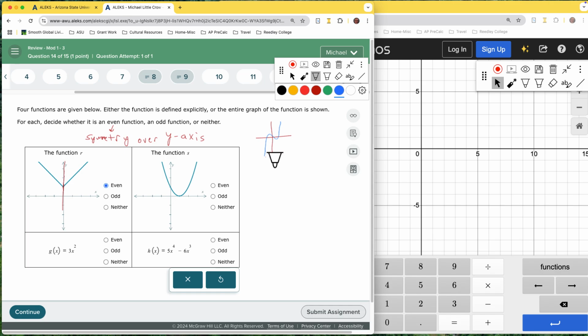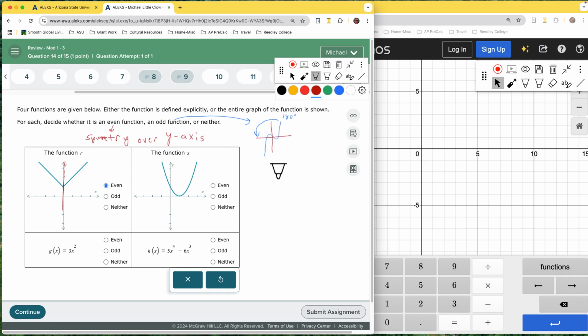So if you rotate it 180 degrees, is the way I like to think of it. I call it spinner symmetry. If you rotate it 180 degrees, it lands on itself. Both the bottom and the top just sort of switch. You kind of have to look at that. So that's what an odd function would look like. And if it doesn't do either of these, then it's neither.